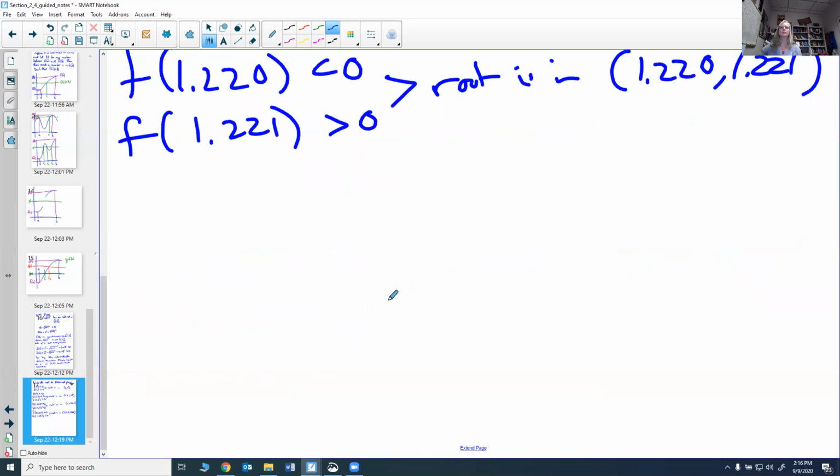So I can now tell you that the root is approximately 1.22, because we've agreed to that many decimal places. And that's one of the uses of the intermediate value theorem.